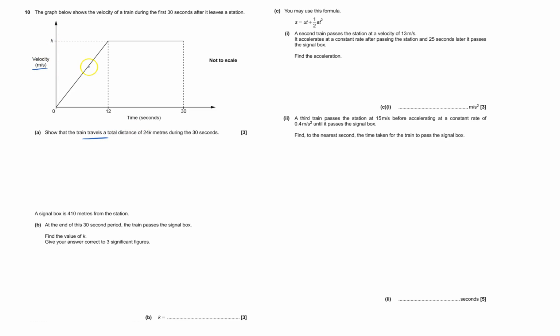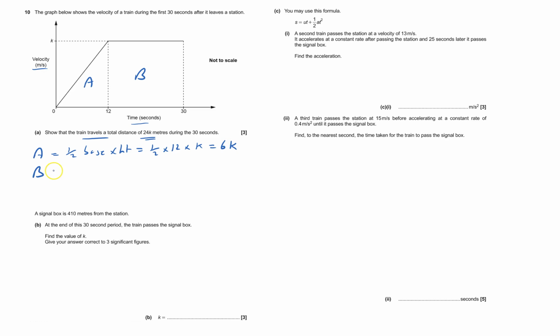Well, we've got a velocity-time graph here, and so we want the area underneath. So we have to work out the area of A and B. We've got to show that that is 24k total. So area A is a triangle, so it's half the base times the height. Half times the base, which is 12, times the height, which is k. Half of 12 is 6k.